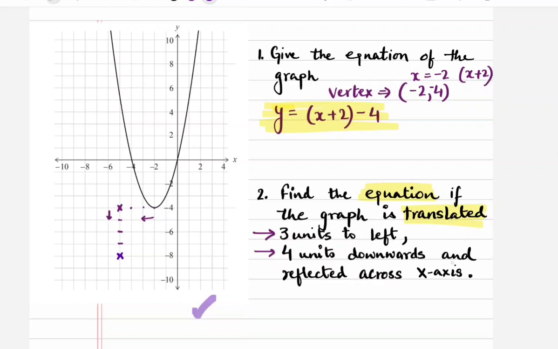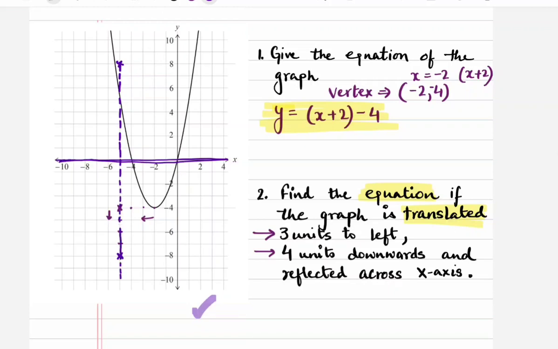And the next is reflected across x-axis. So reflected across x-axis means if our x-axis is the mirror, if this is the mirror, the graph is now upside down. So our vertex is now moving straight up. So it's going to go straight up on the positive 8 side, right? And our axis of symmetry still remains the same. So that is our axis of symmetry.